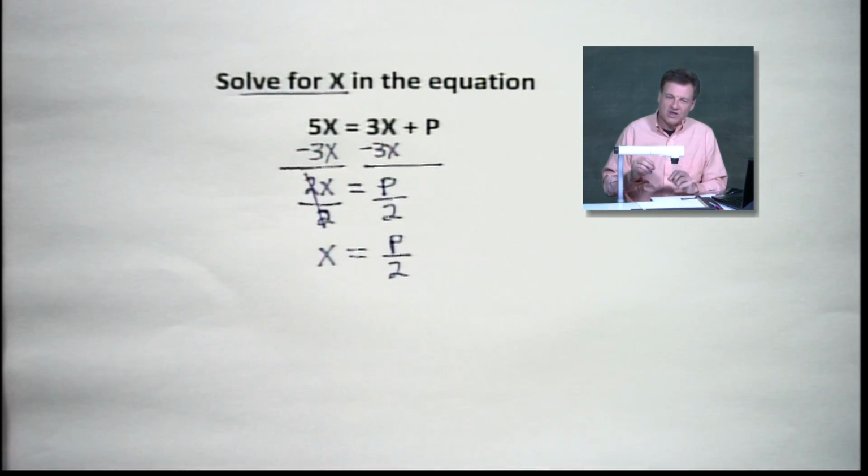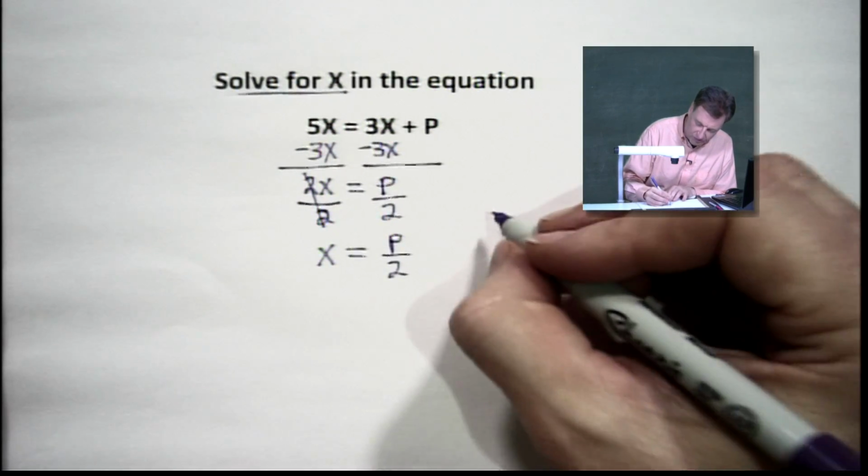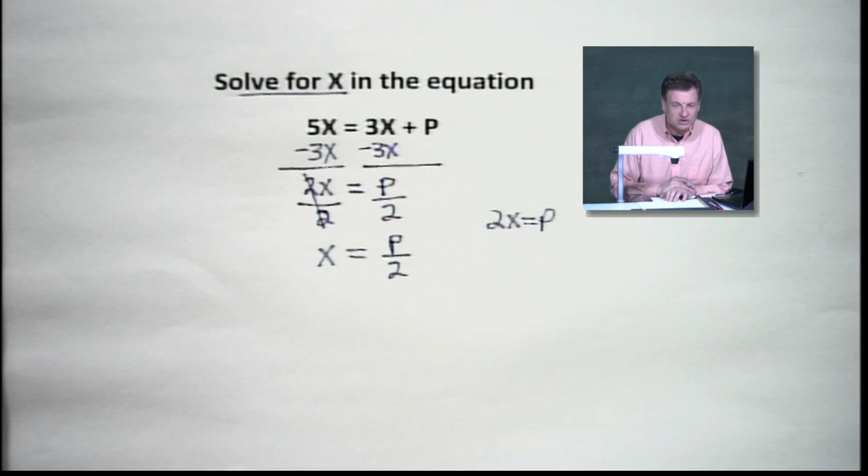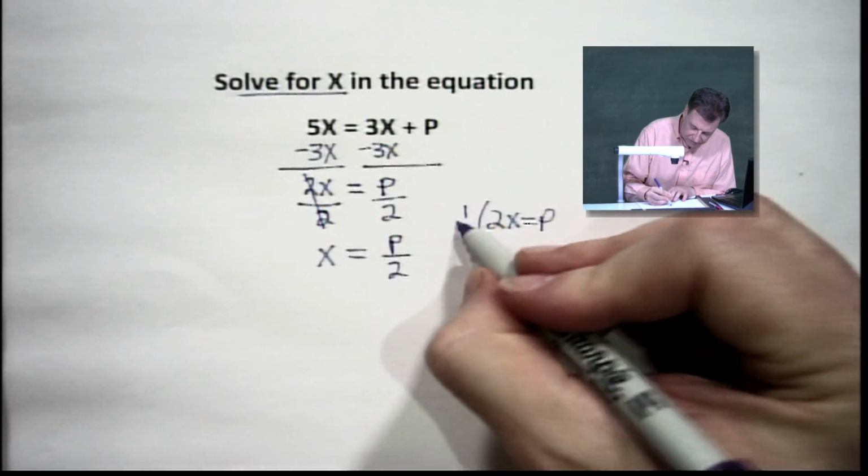Which brings me to another option. Some of you said, well, when we got to 2x equals p, could we have multiplied both sides by half? You most certainly could.